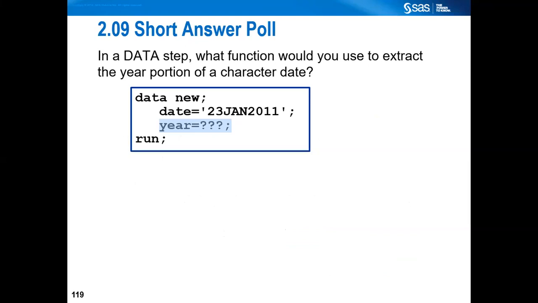So this is the question. In a data step, what function would you use to extract the year portion of your character date? You had very correctly answered because it's a simple text value, put into quotes for the date. So how will you write the syntax to extract it? Substring, in parentheses, give your string, which is your date, comma, starting position 6, how many characters? Correct?